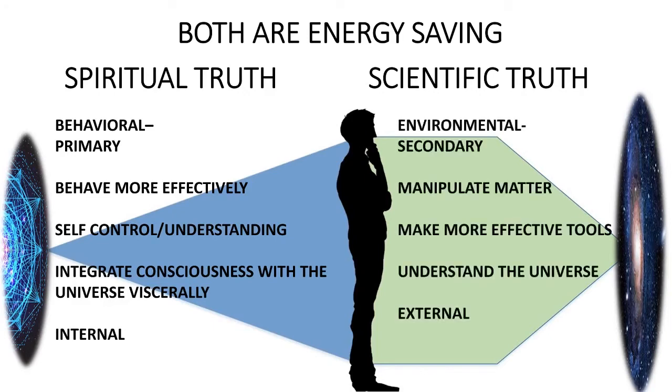Scientific truth is more environmental. It's more of a secondary kind of truth. It deals with saving energy by manipulating the world around you, manipulating matter, making effective tools, explicitly understanding the universe. It's much more external, but both are explicitly energy-saving information.